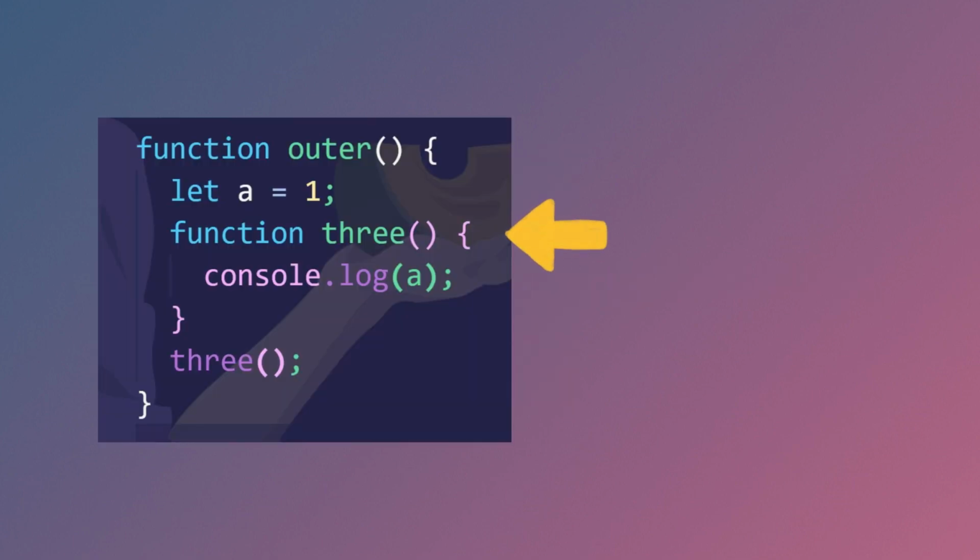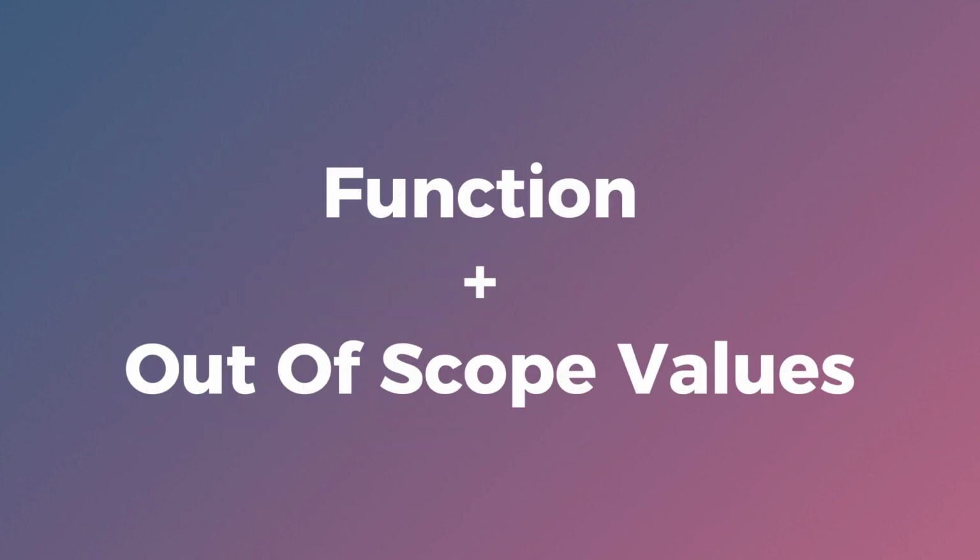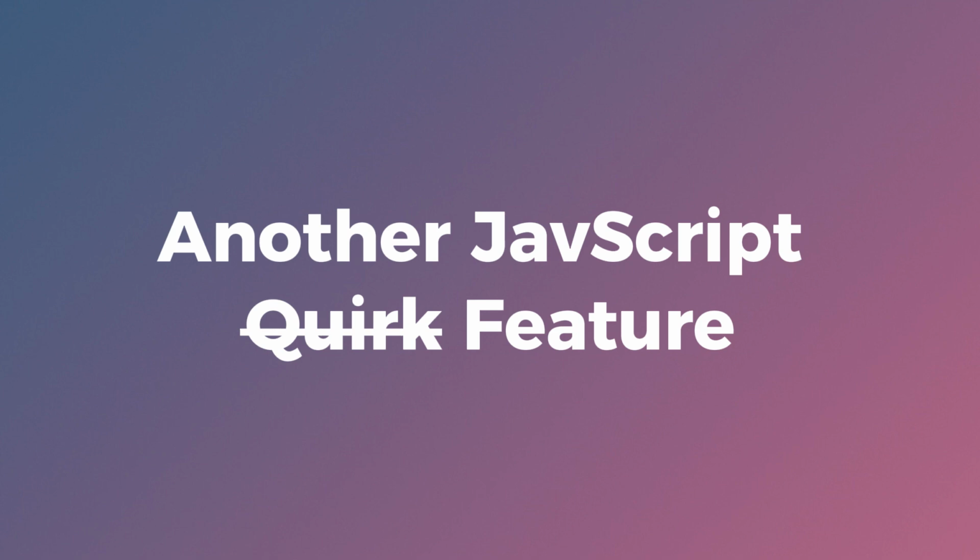Let's take a look at one more example. Function 3 is defined within another function named outer. Function 3 uses a variable a defined outside the function, so it is a closure. Now you should have a basic understanding of what closure is. Let's introduce an important related concept.